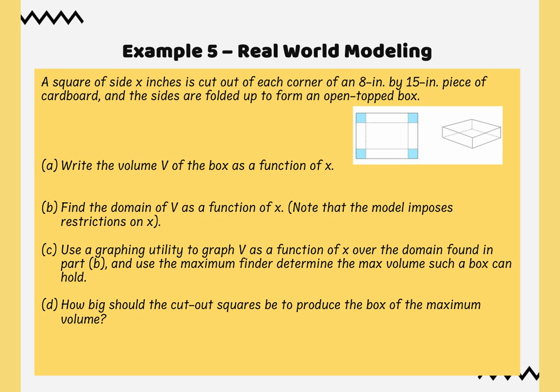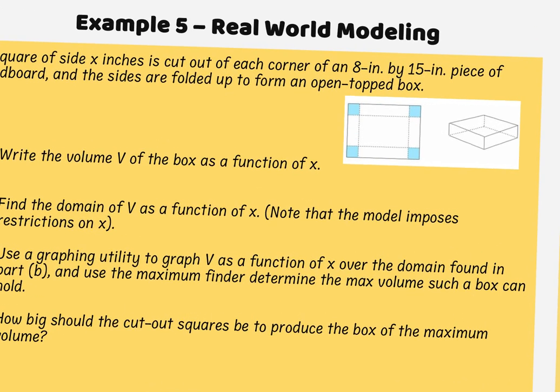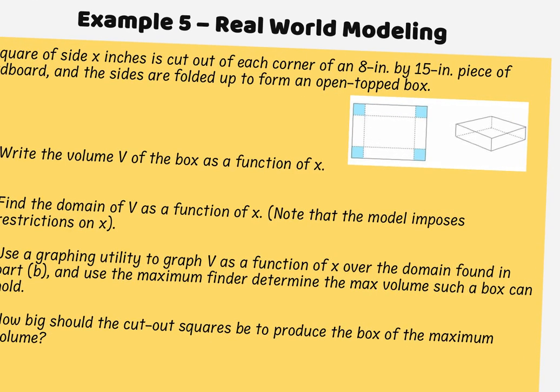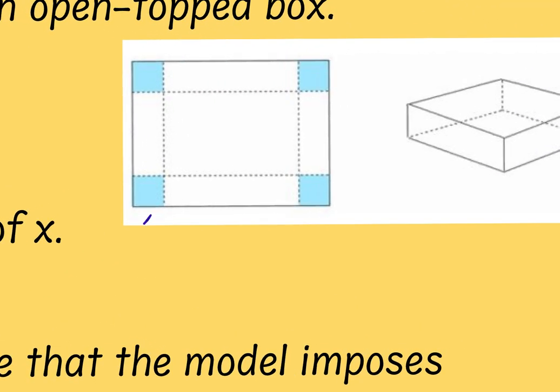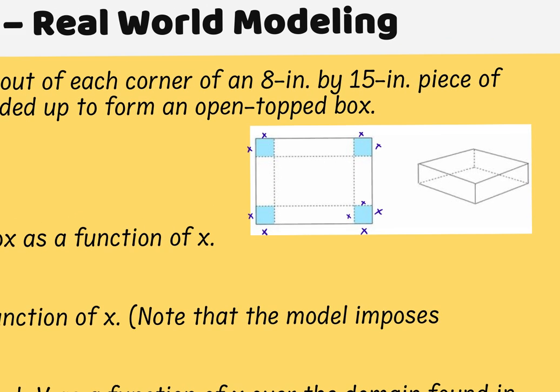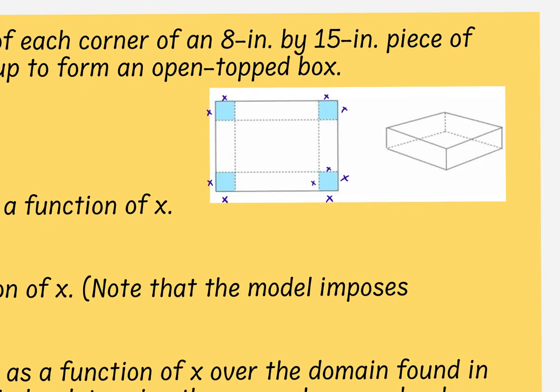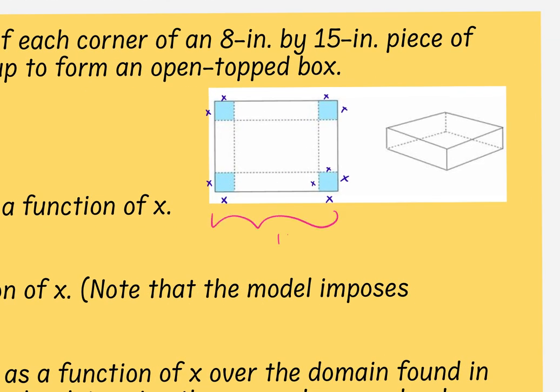Now it says that you don't know the size of those x values. You don't know the size of the corners, okay? But what we do know is they're squares. So what does that tell you about each side? They're all the same. So the square of side x inches is cut out, which means this is an x, and this is an x, and this is an x, all the way around. Then it says that the original cardboard is 15 inches by 8 inches. Well, this looks like it's longer, so I'm going to make this my 15, and this looks smaller, so I'm going to make that my 8, but really it doesn't matter.